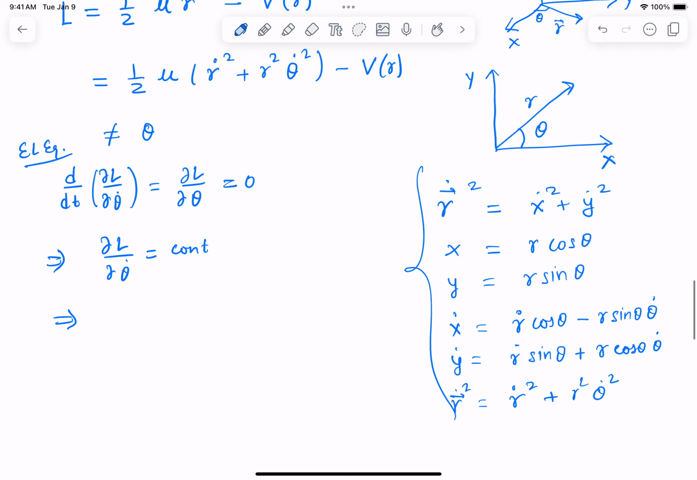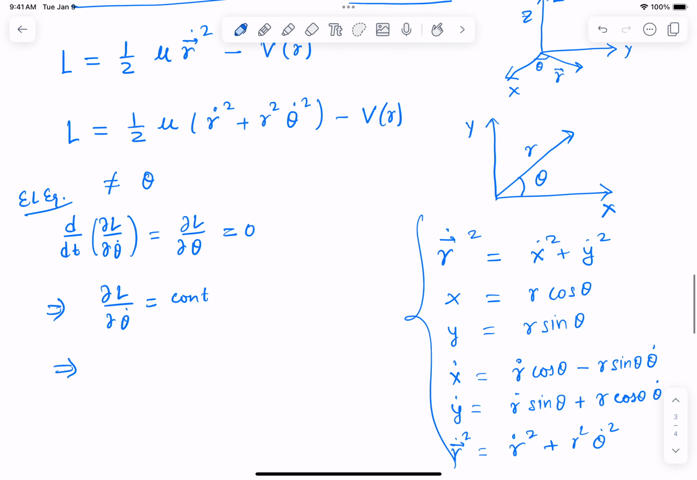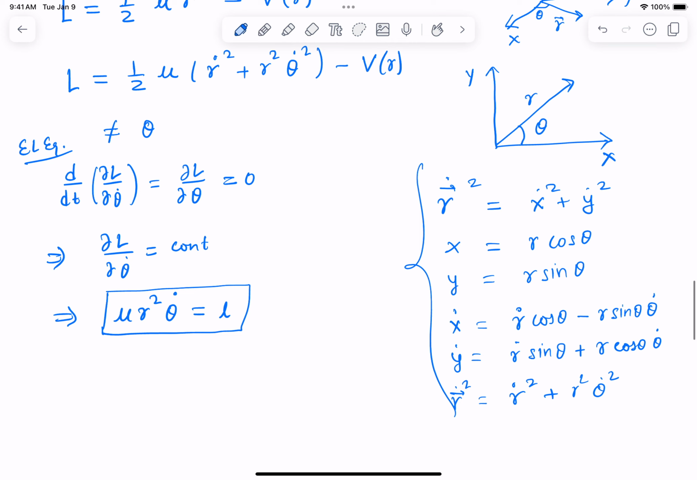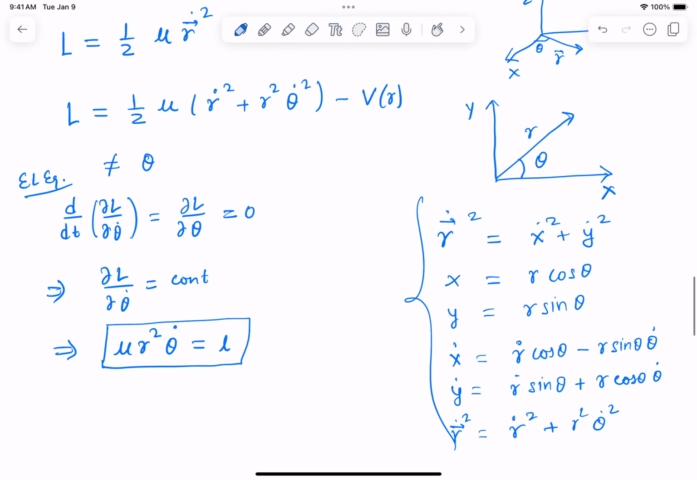And what is del L by del theta dot? In our Lagrangian L, del L by del theta dot will give you mu r squared theta dot equals a constant, and this constant is nothing else but the magnitude of our angular momentum. So remember, our angular momentum was conserved, and the magnitude of that angular momentum is this quantity here. We will need this quantity later. So that's our equation for the angle theta.